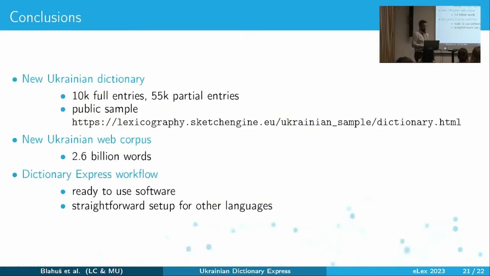And let's come to the conclusions. I've talked about the new Ukrainian dictionary, which has 10,000 full entries and 55 partial entries. There is a public sample. You can click on this long link in the presentation. Well, I think the presentation will be provided on the conference webpage, so you can click on that.